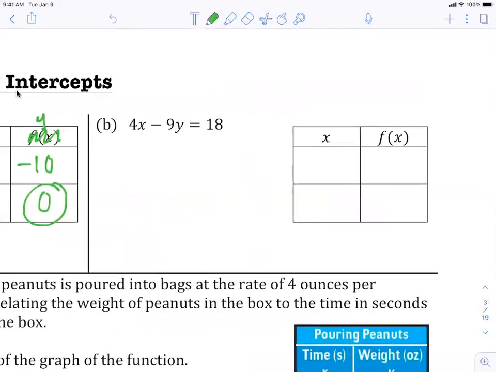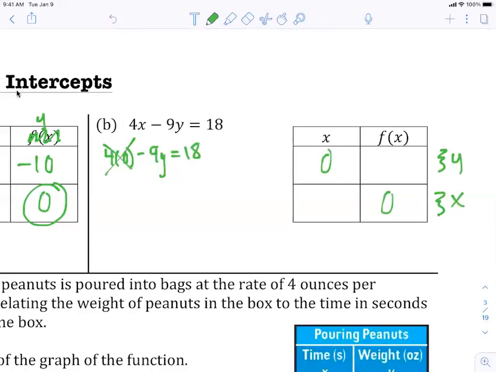So, for example, even if the equation looks a little bit different, if I'm going to graph using intercepts, we start the same way. I'm going to start by finding both my y-intercept and my x-intercept. So let's do my y-intercept first. I'm going to start by plugging in 0 for x, and what we're going to do is solve for y.